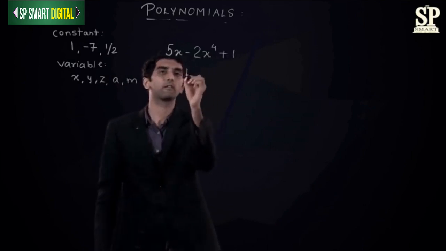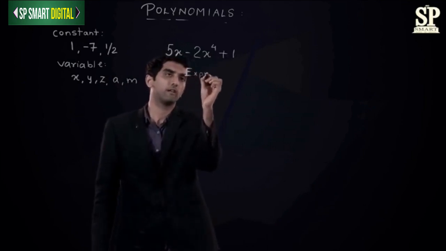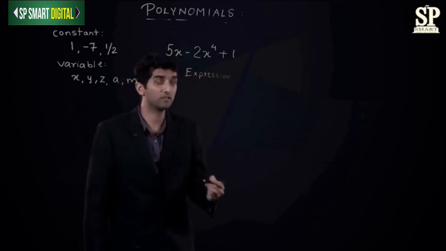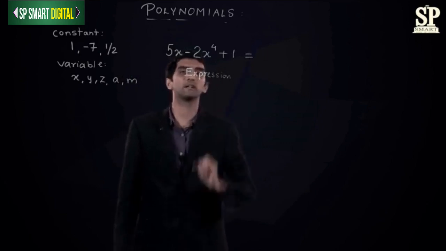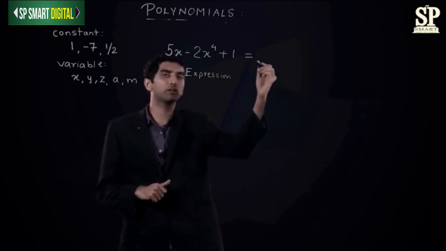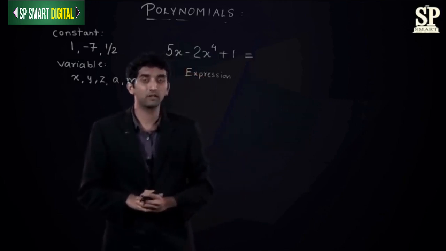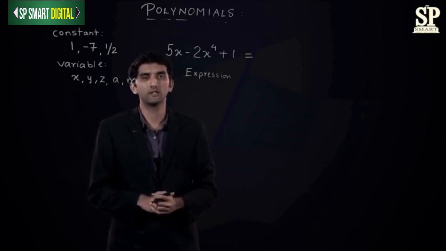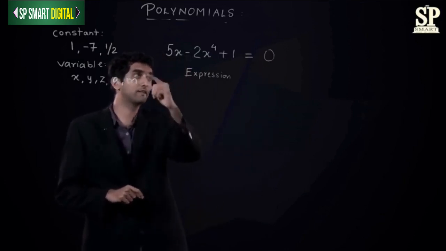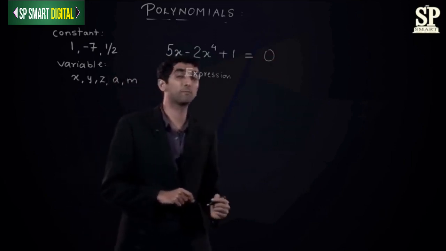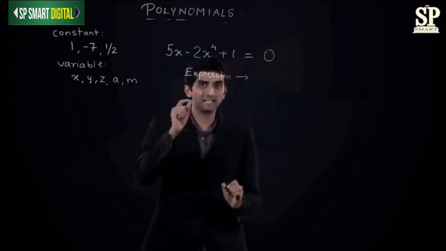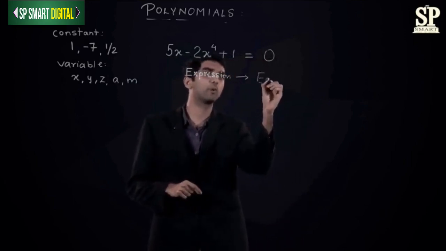Now, if I equate this particular polynomial expression, and by equating I mean putting an equal to sign, and if I put another polynomial expression or any other constant, to be very basic, if I just put a 0 over here, then this, my dear friends, becomes a polynomial equation. That's the simple difference between what an expression is and what an equation is.